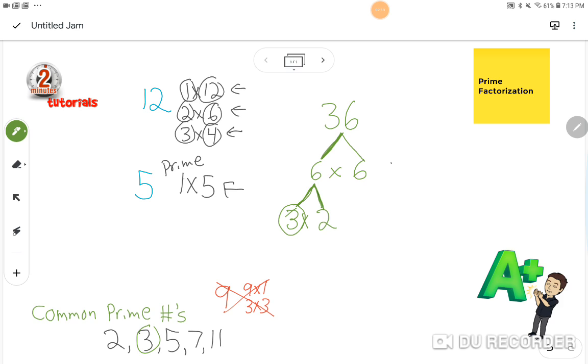Let's go to the end of this branch. What number do we see? 2. 2 is prime, so that one is done. So are we done with the problem? No, because there's one more branch over here that has a 6 on it. Well, we know 6 isn't prime, so we make our branches from 6.